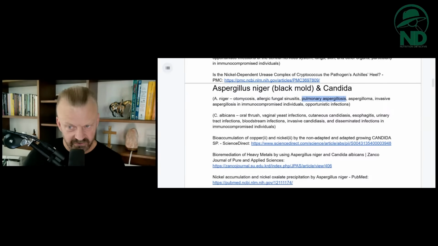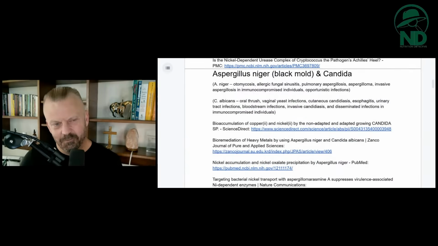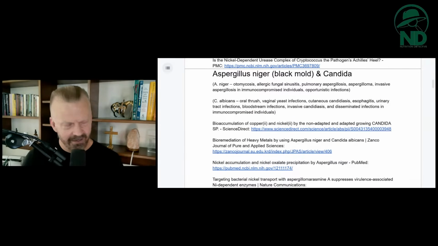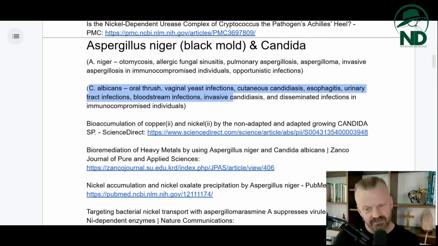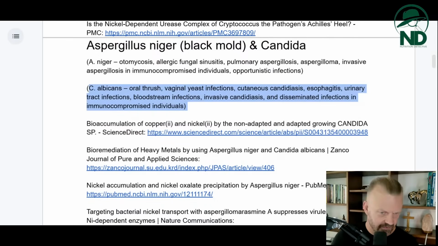Pulmonary aspergillosis, aspergilloma, invasive aspergillosis in immunocompromised individuals, and opportunistic infections. Wow, there they are again. Wait till you see how much these things love nickel and copper. Crazy thing. Candida albicans causes oral thrush, vaginal yeast infections, cutaneous candidiasis, that's candida infections of the skin, esophagitis, urinary tract infections, bloodstream infections, invasive candidiasis, and disseminated infections in immunocompromised individuals.